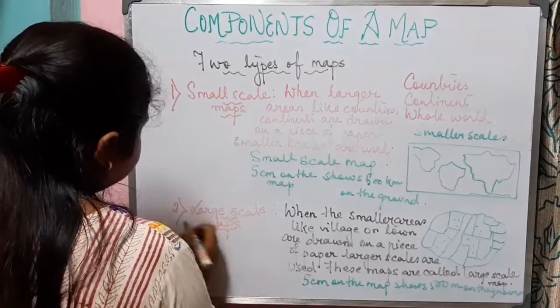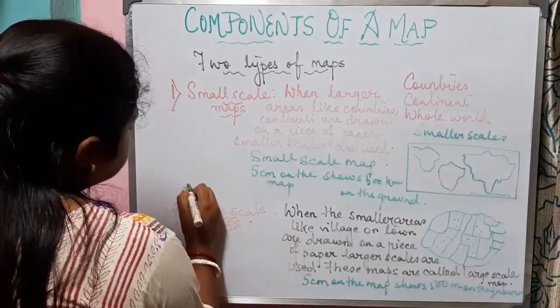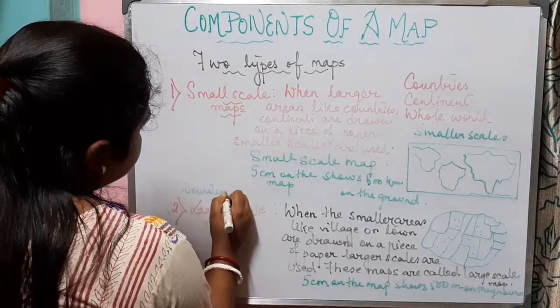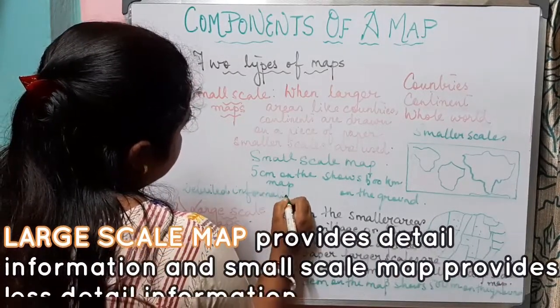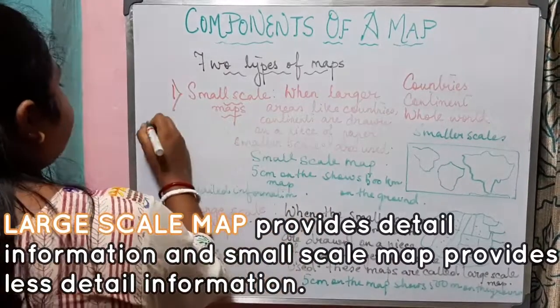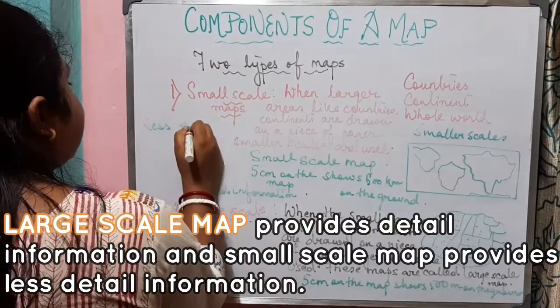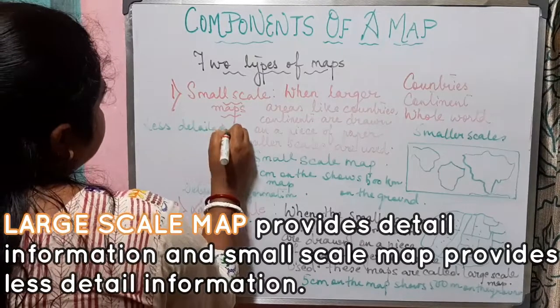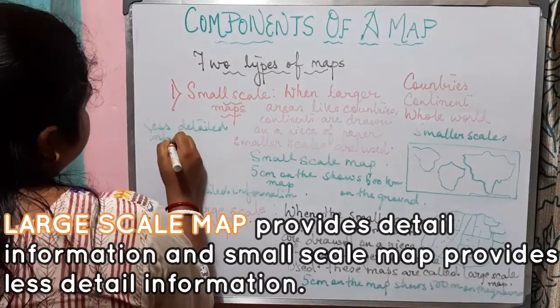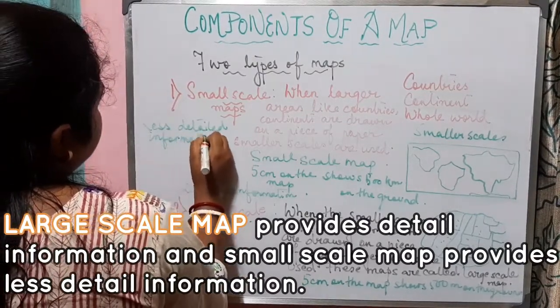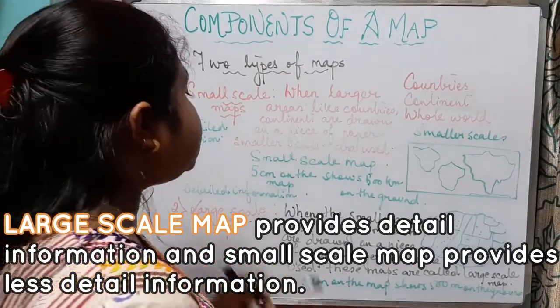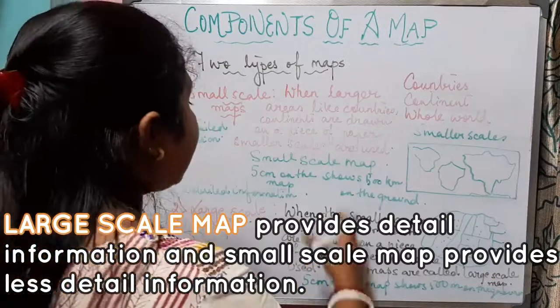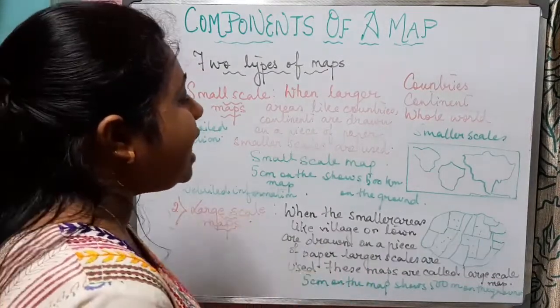Large scale maps provide detailed information, and small scale maps provide less detailed information. So if it is asked which map shows detailed information, the large scale map shows detailed information.